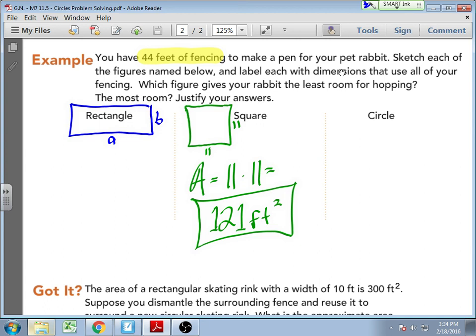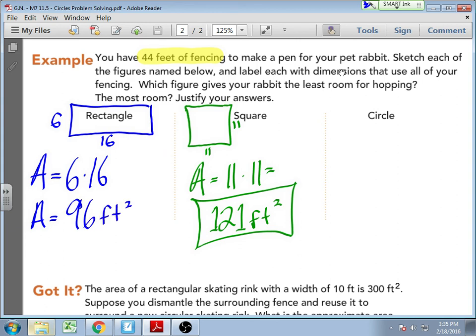So, what if I made one of these 6? Then to add up to make 22, what would my length have to be? 6 plus what makes 22? 16. 16 plus 6 gives me 22. If I double that, that'll give me 44, which is the perimeter. So my area here would be 6 times 16. 6 times 10 is 60, plus 6 times 6 is 36. We get 96 feet squared. So right now, which would be bigger, the square or the rectangle? The square. As rectangular objects go, the maximum area is a square.